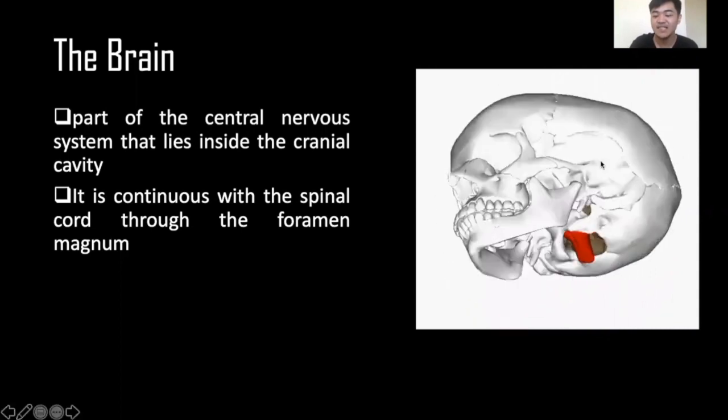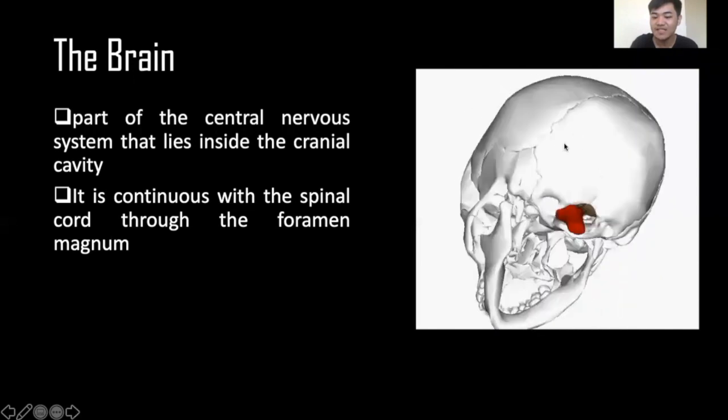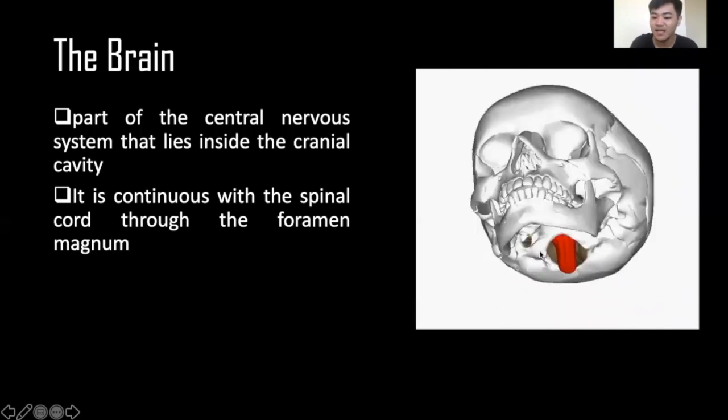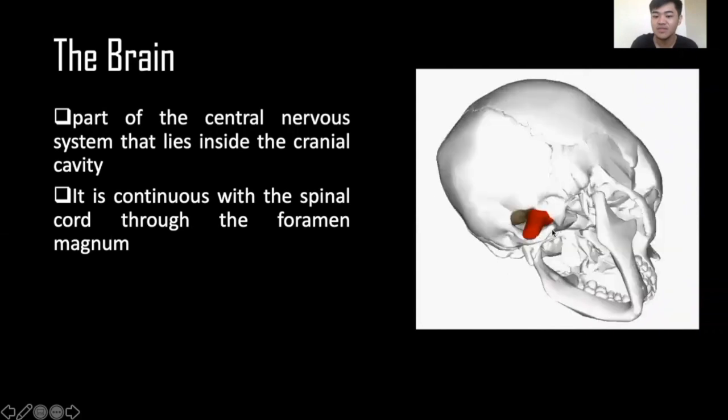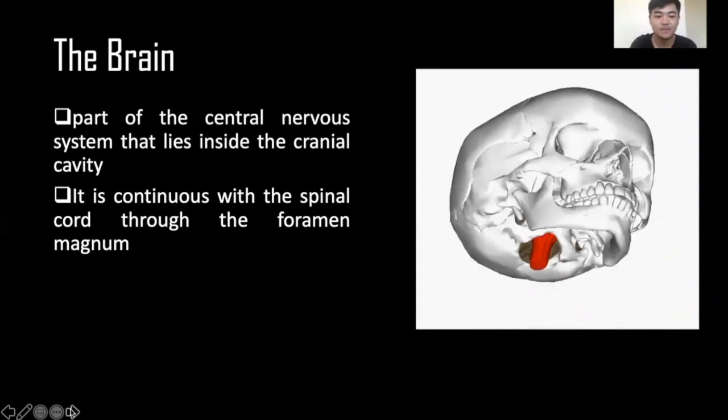So here is an example of our skull. Inside the cranial cavity is where we can find our brain, and it's continuous with the spinal cord. So the opening here at the base of the skull, this is the foramen magnum.